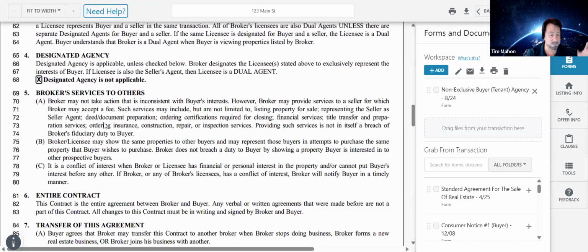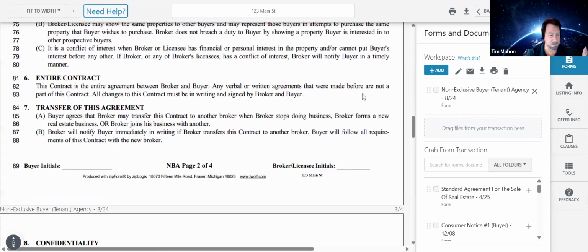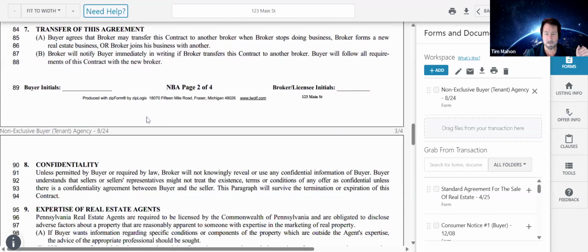And broker service to others, you'll cover this on the agreement of sale, so we'll not be redundant here, but you would have covered it here up front first. Entire contract, any changes have to be made in writing. Transfer the contract basically means that if someone buys their company, or Lauren sells it to me and it becomes Century 21 Mahon, that's never going to happen, then it would mean that I don't have to get all new documents executed. Whoever buys the company gets the contracts with it.